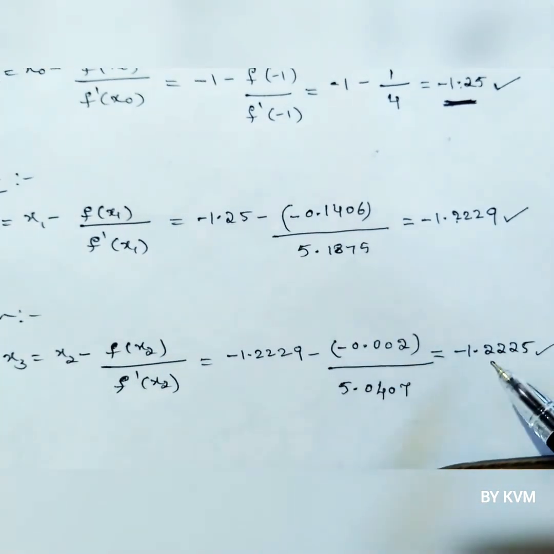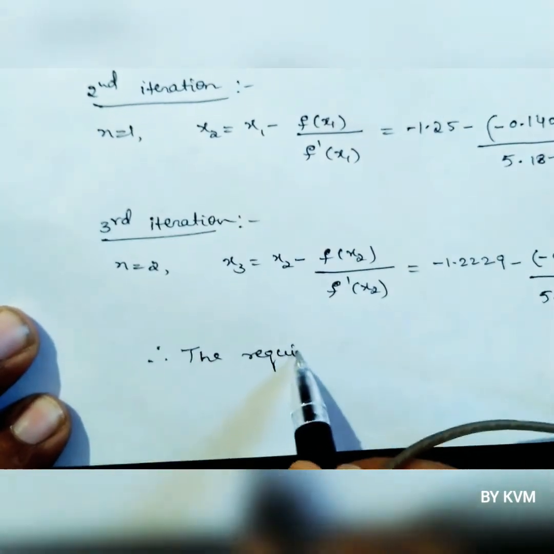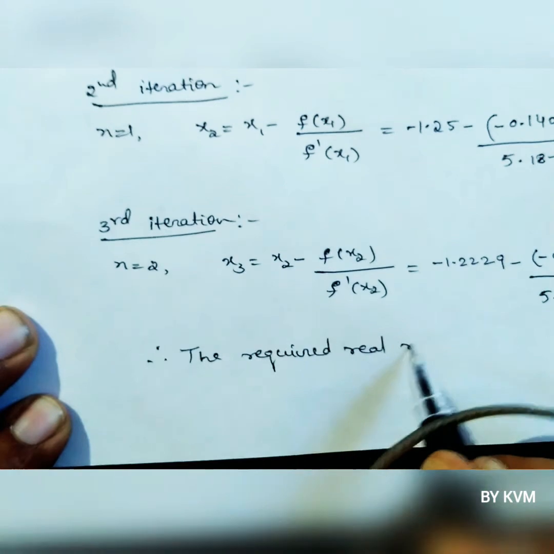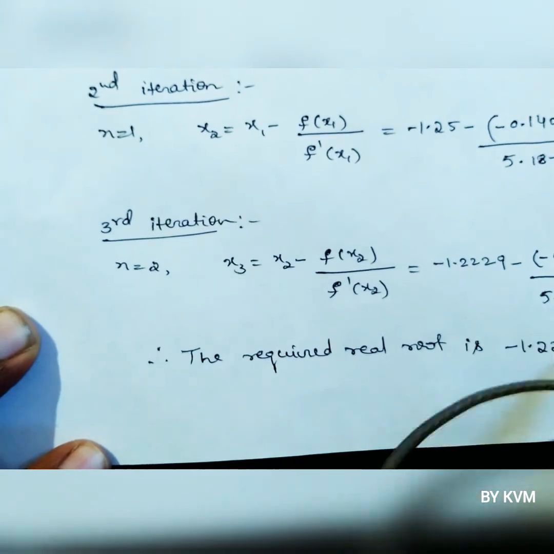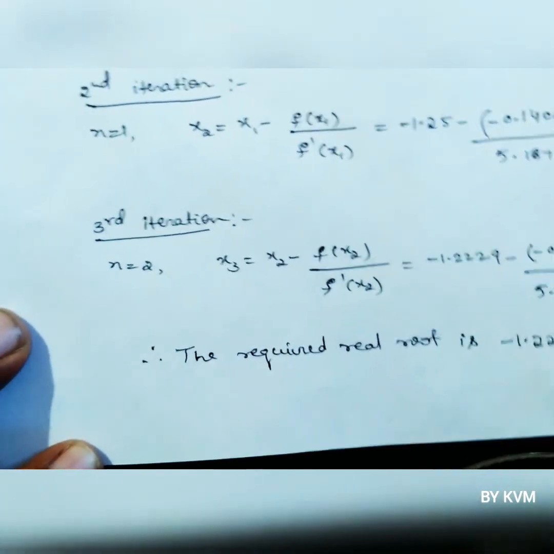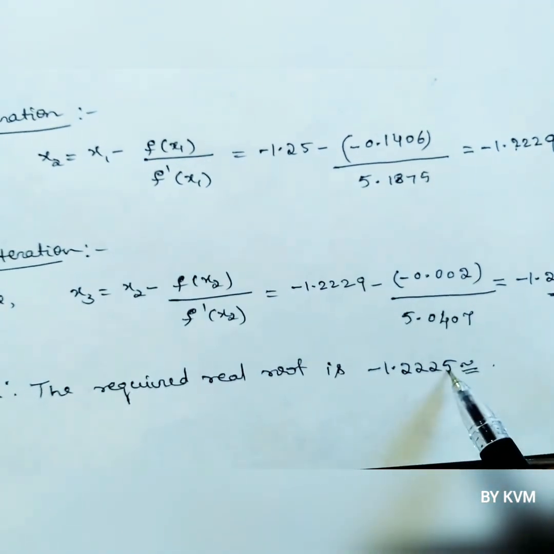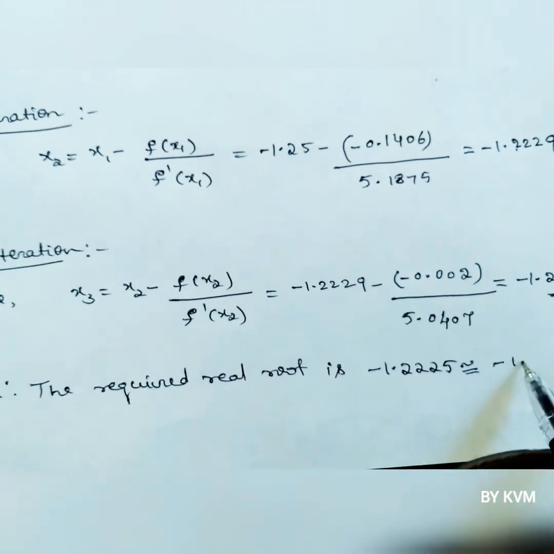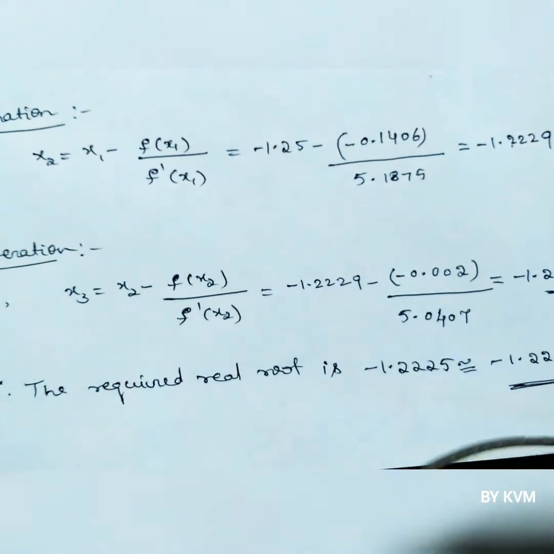So compare x2 and x3. After the decimal point, 3 decimal places are the same. So it is enough. Therefore, the required real root is minus 1.2225. If you want to keep this root to 3 decimal places, the fourth place is 5, so increase the third digit by 1. So we get minus 1.223 for 3 decimal places. So this is the required root.